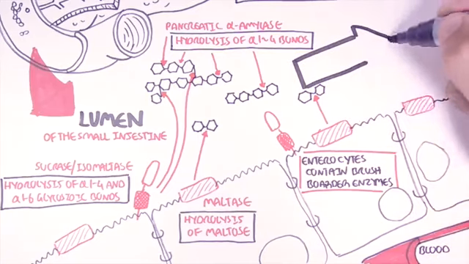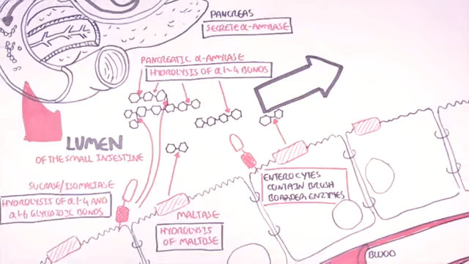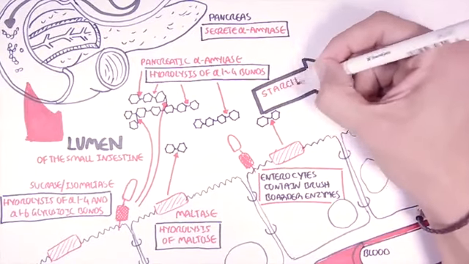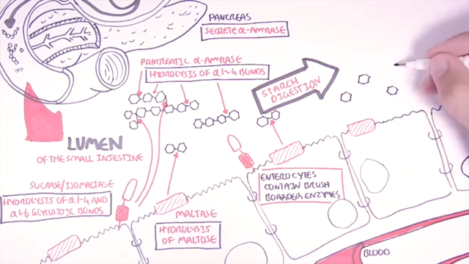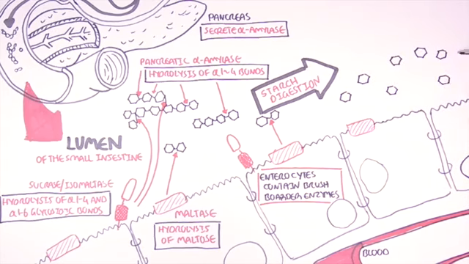Therefore, starch will encounter all these enzymes in the small intestine and will be digested. It will be broken down into its building blocks, which is glucose. So through starch digestion, we will end up with many glucose molecules.